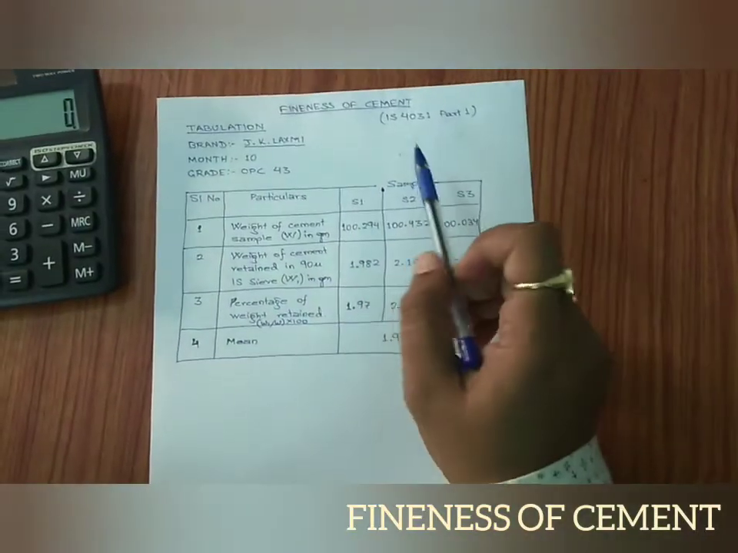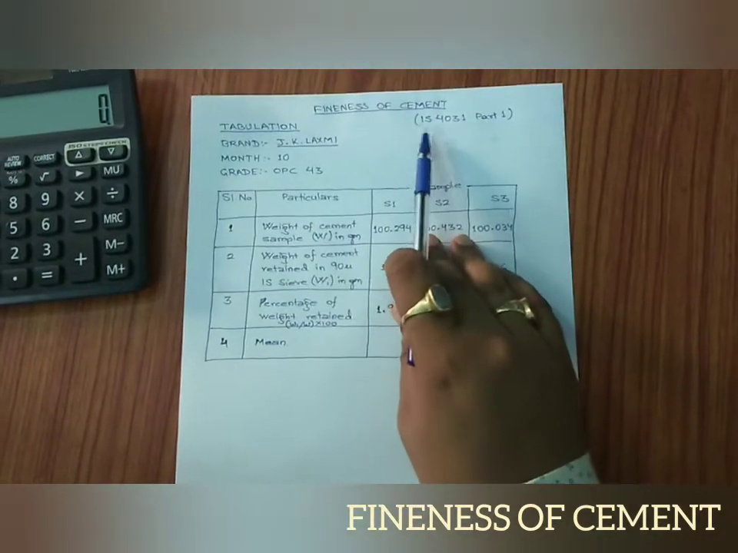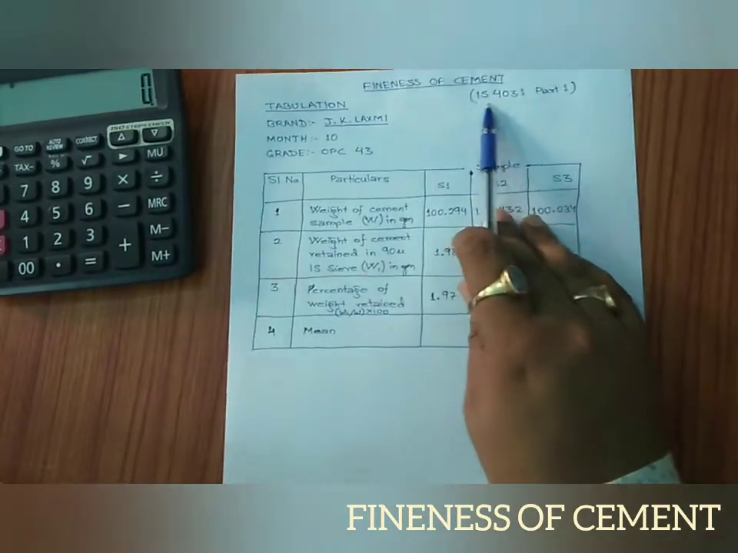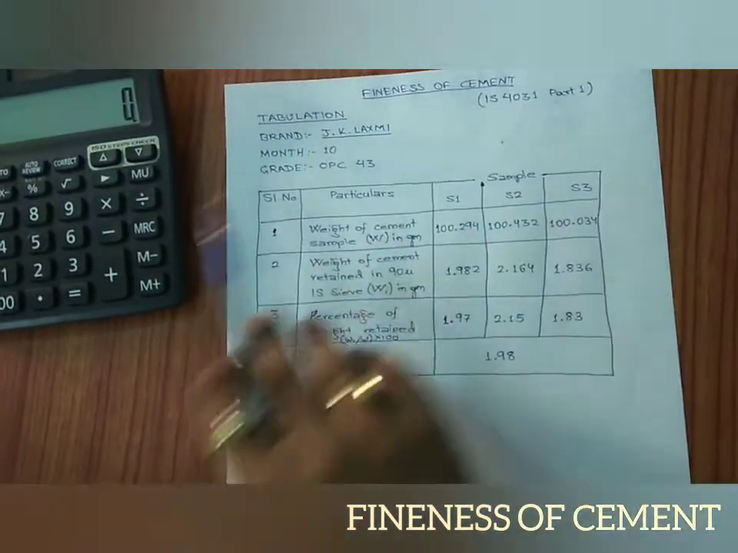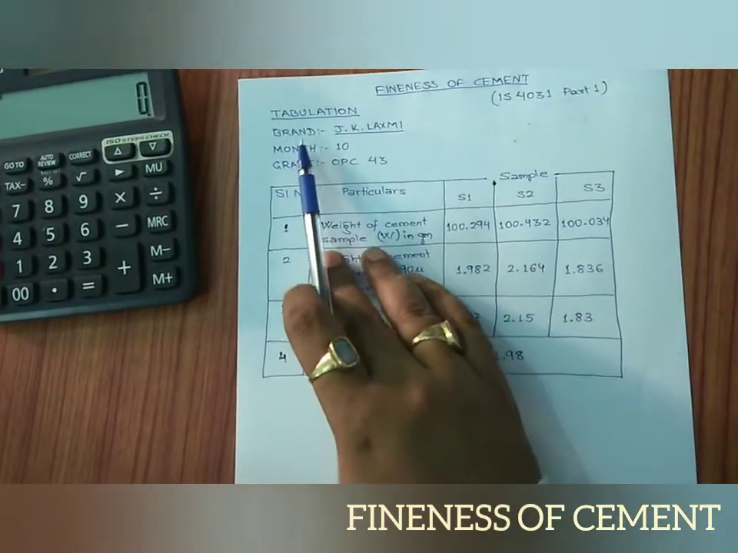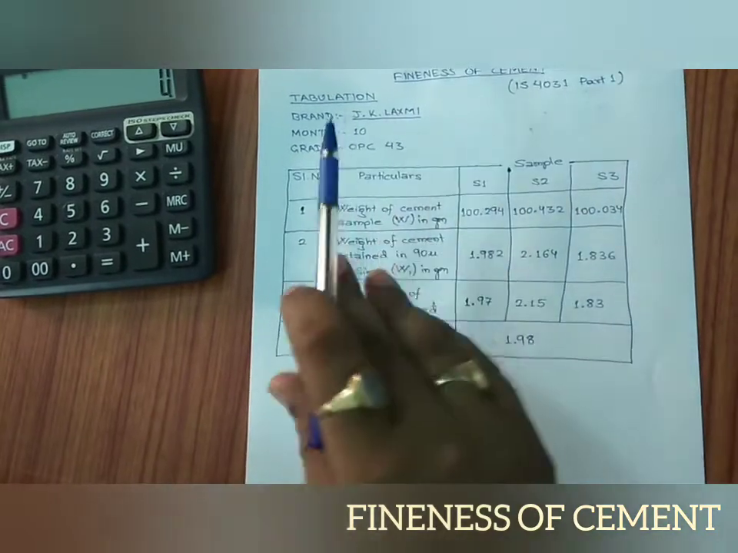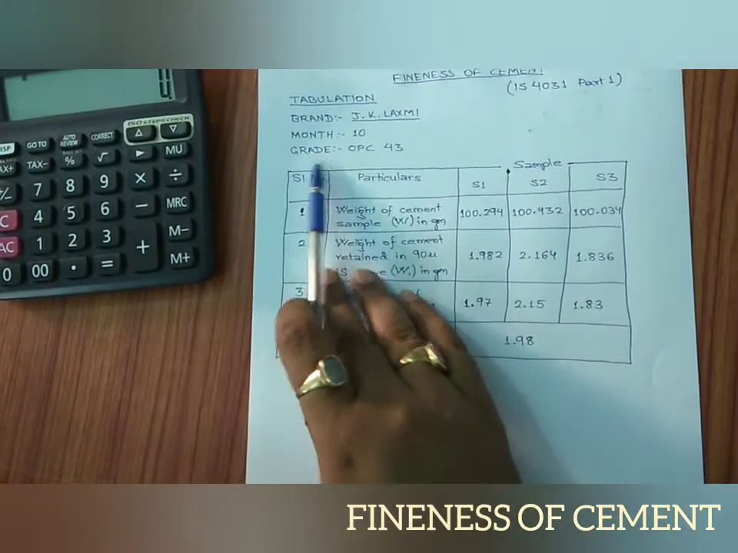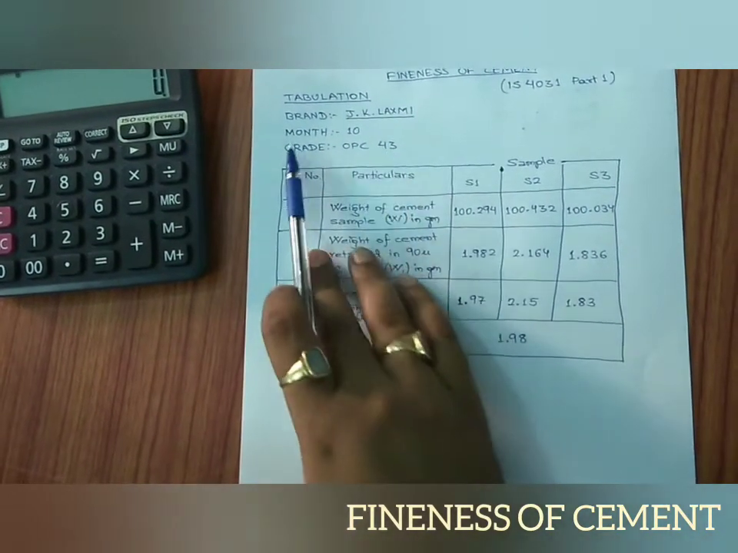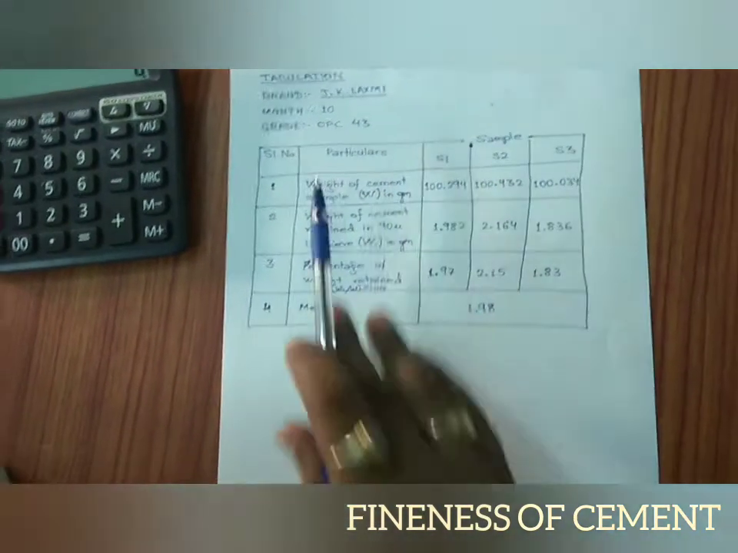So this is the tabulation. You can write the IS code. You have to refer to IS 4031 Part 1. Then from the back you have to write the brand, month or year of manufacturing, and grade. Your grade is OPC 43, brand is JK Lakshmi Cement.